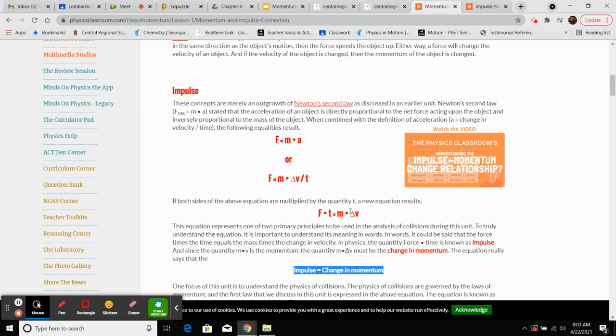So if you knew the change of momentum of an object was 50, well, that means the impulse has to be that. And if you knew one of those two other variables, you take 50 divided by one of those in order to figure out whether what your force is or what your time is.